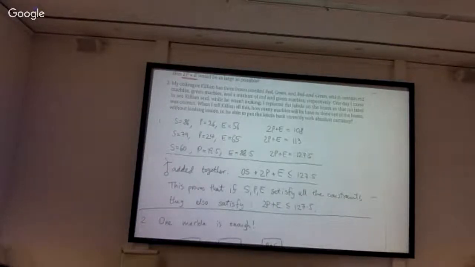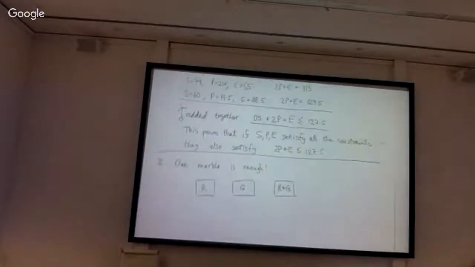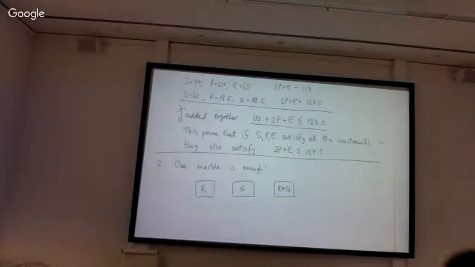Has everybody got the solution? Okay. I'll tell you now what it's like. So the key information is that all the labels are wrong. None of them is correct.